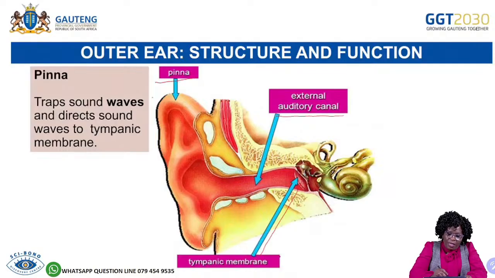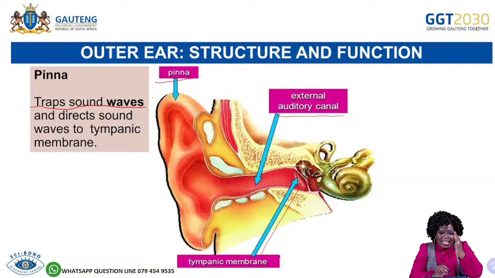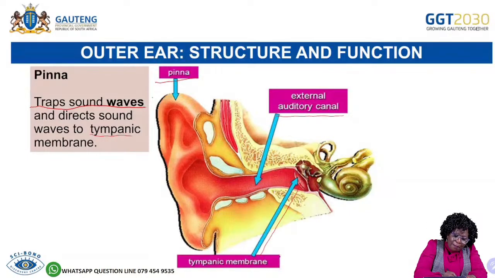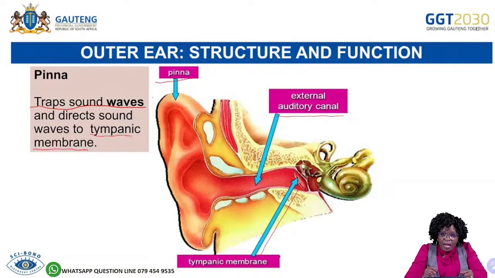What is the function of pinna? This you must know. Pinna is responsible for trapping. It traps sound waves and directs sound waves to where? To the tympanic membrane. Just note, what are we talking about? It's sound waves. Where are they coming from? From outside, from the environment. And the pinna traps that and now directs the sound wave where to?